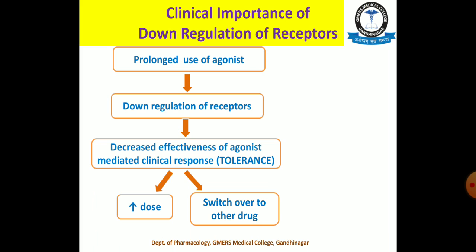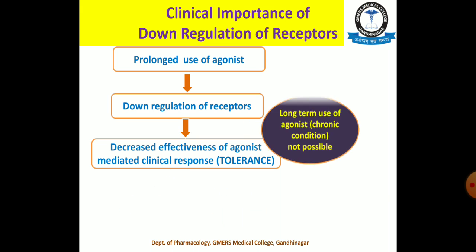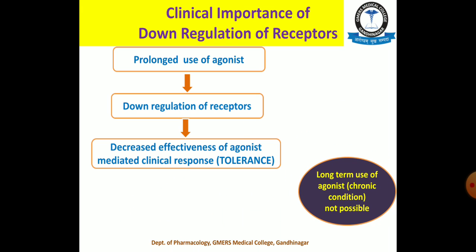So you have only one option, that you have to switch over to another drug, and that's why the clinical importance is that long-term use of an agonist is not possible. Remember, this is very important: long-term use of an agonist is not possible.